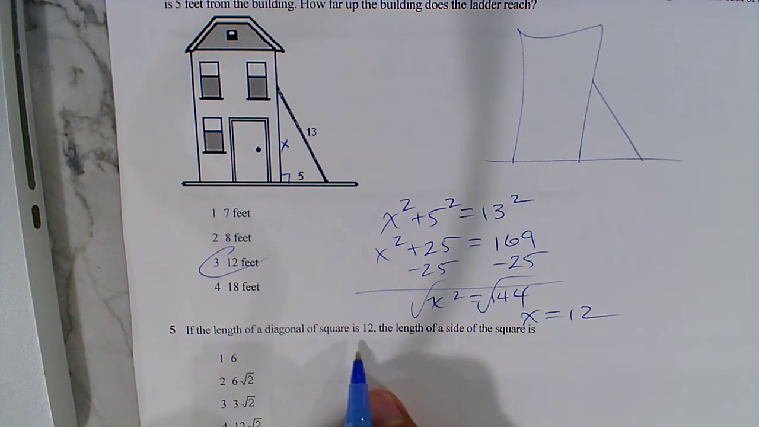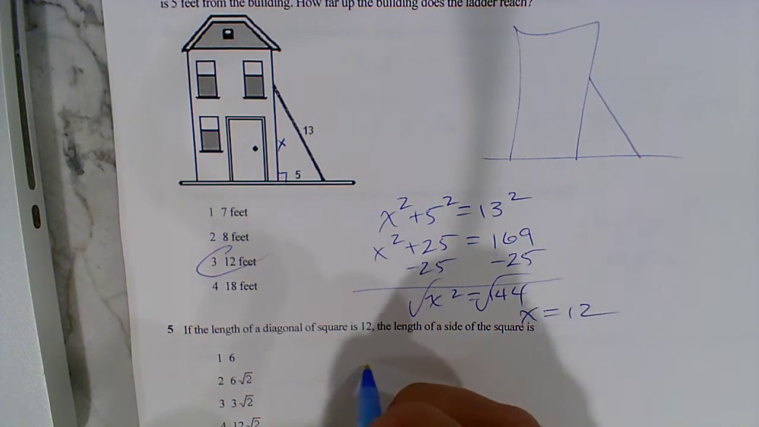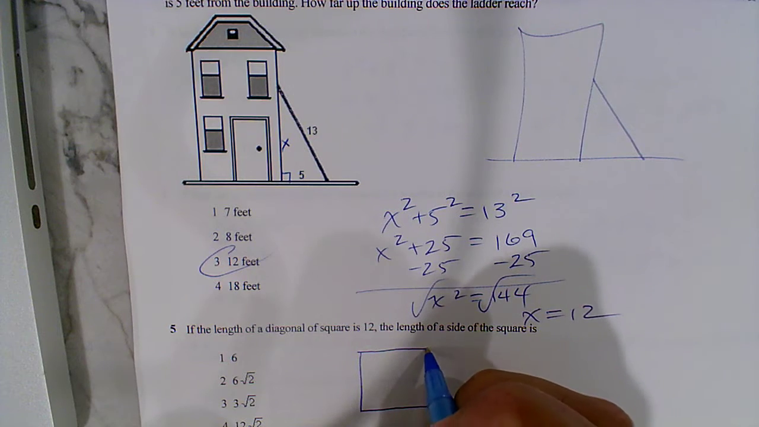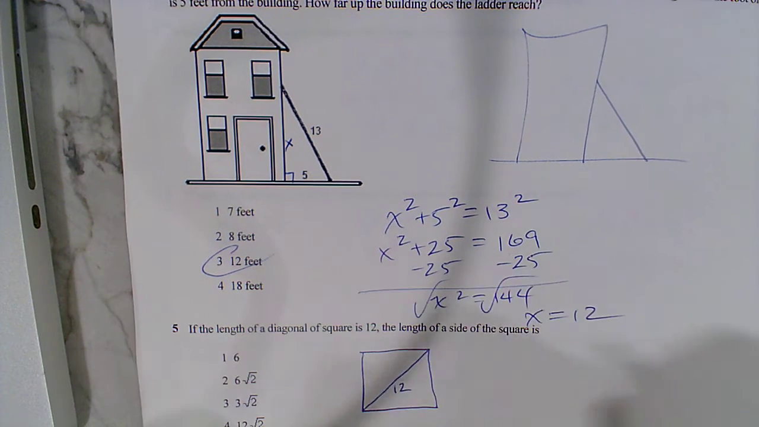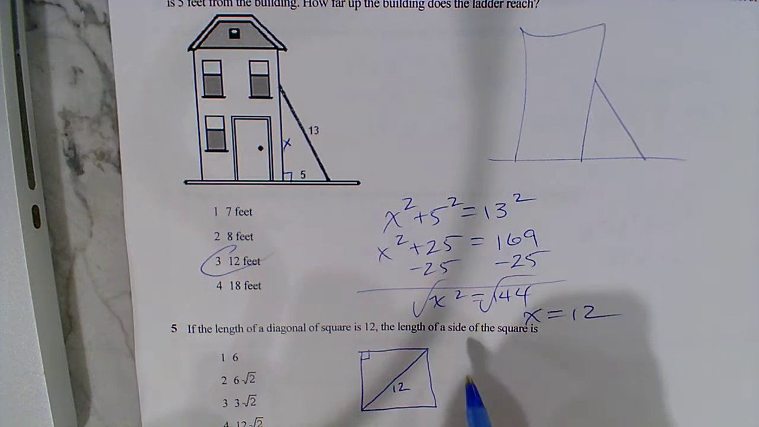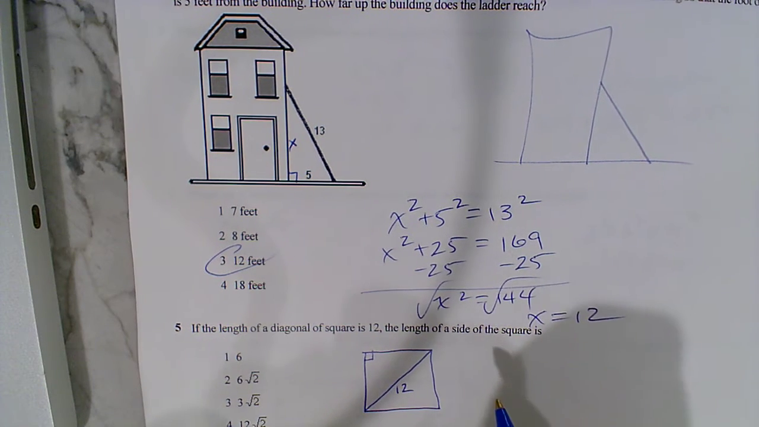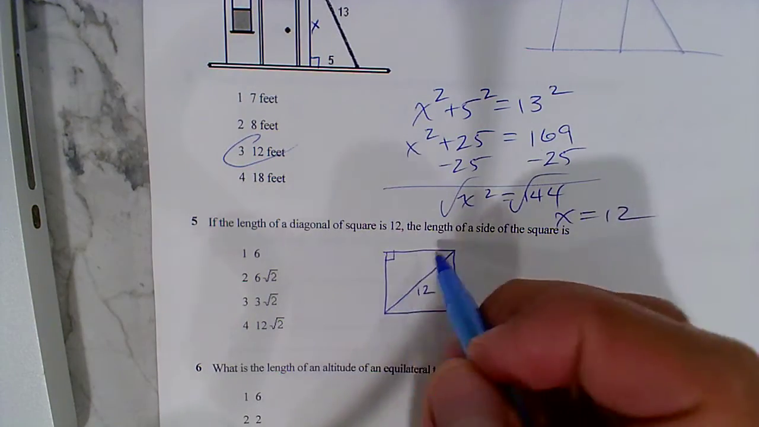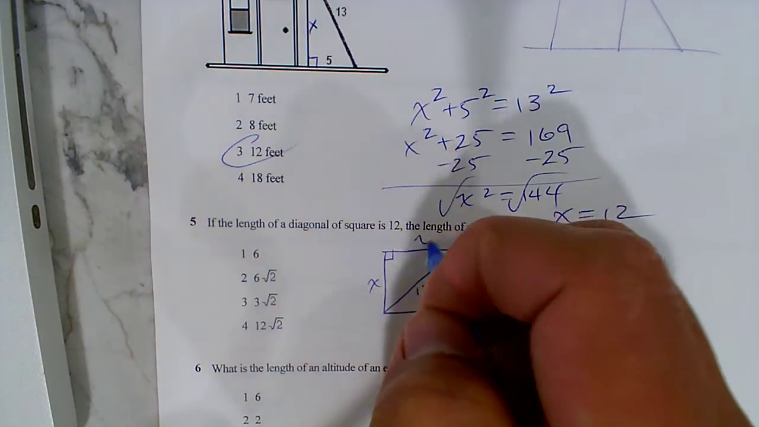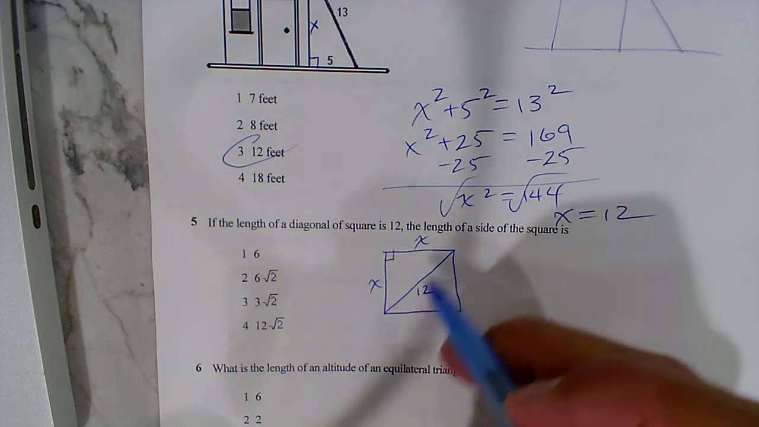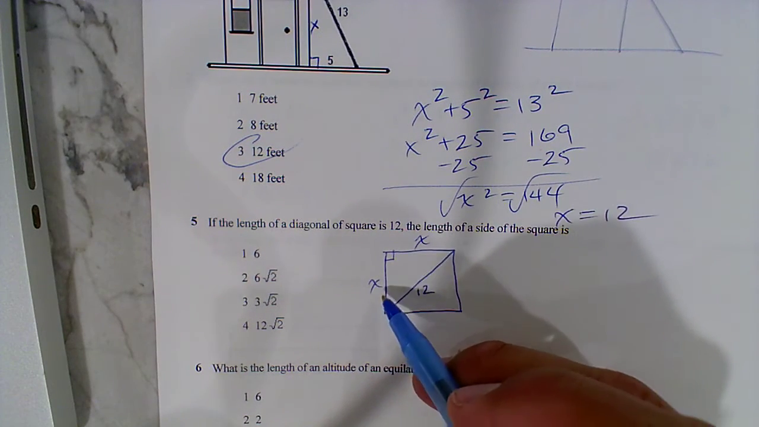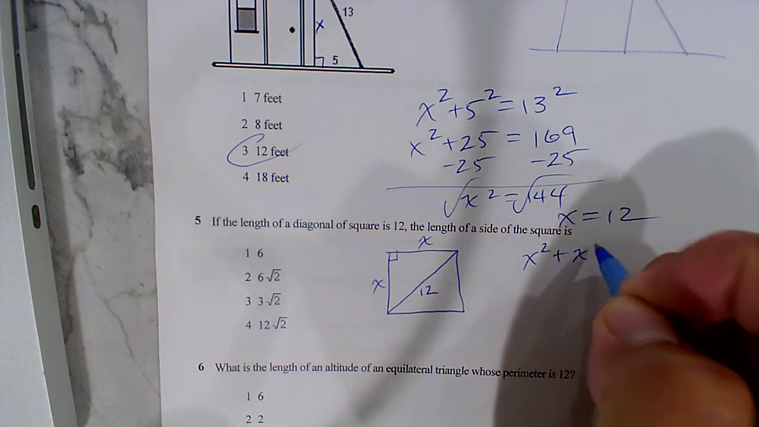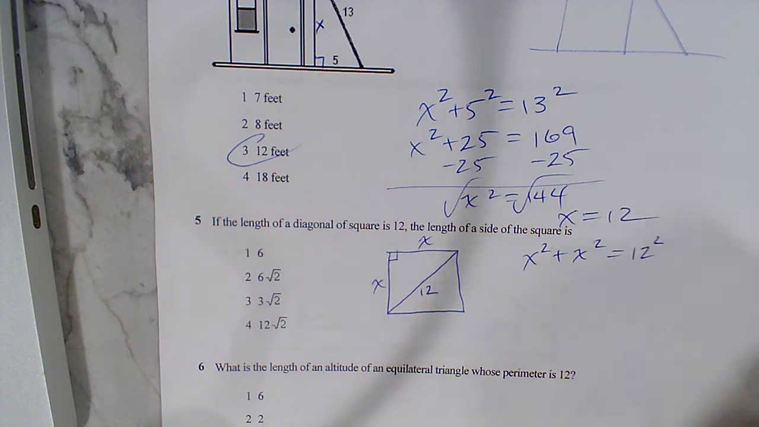The length of a diagonal of a square is 12. Gotta see it. That's my square, decent. Diagonal, 12. All right, so you know it's a square, so you know they're right angles. Find the length of one of the sides. Oh, okay. Well, what do I know about the sides of a square? Hopefully you remember that they're the same. So if that's x, that's x. So I can actually do the Pythagorean theorem right now because I only know one side, but I know that these are the same. So it's x squared plus x squared equals 12 squared.